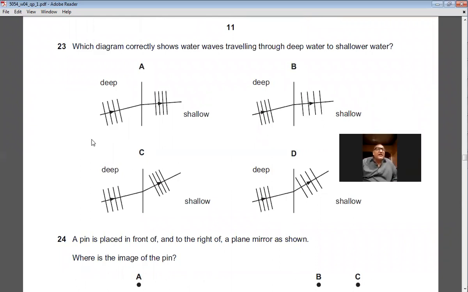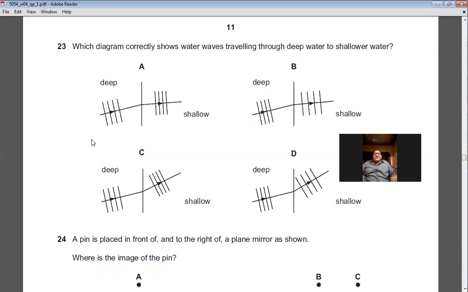He says, which diagram correctly shows water waves traveling through deep water to shallow water? Try to understand. When the water waves enter from deep water into shallow water, their speed will decrease. When the speed decreases, the wavelength decreases. It means that the wavefronts should come close to each other. So B cannot be the answer, and D cannot be the answer. They're totally wrong.